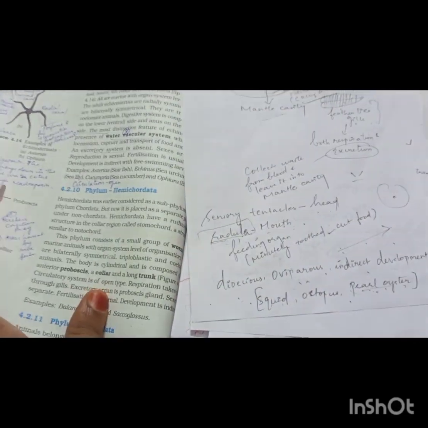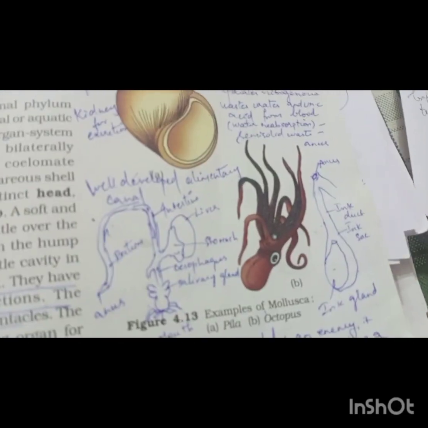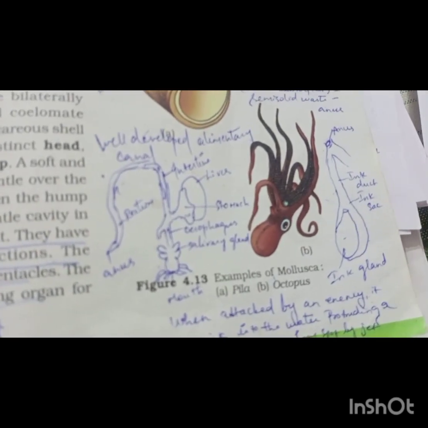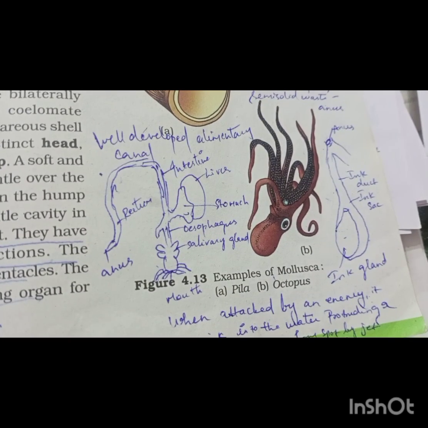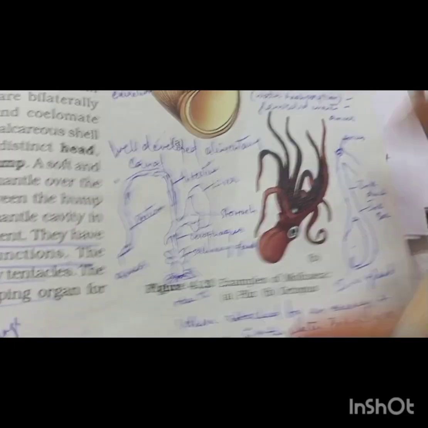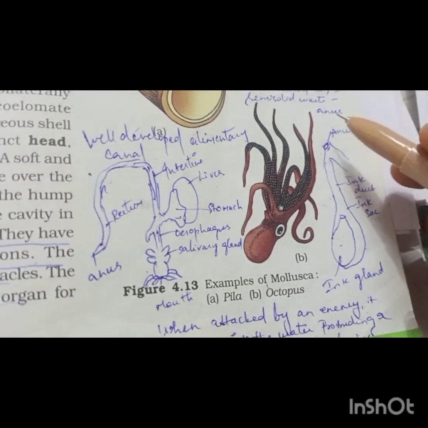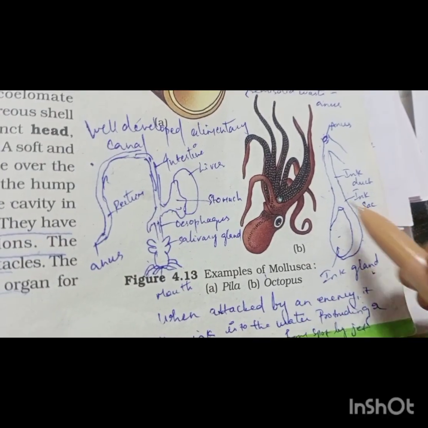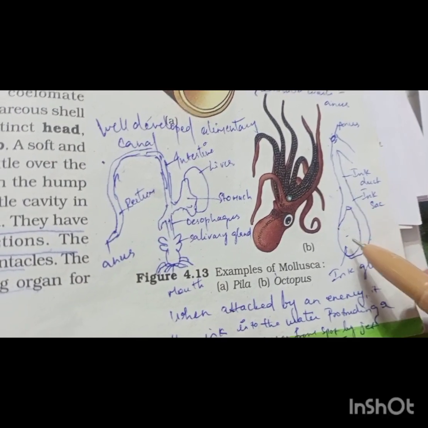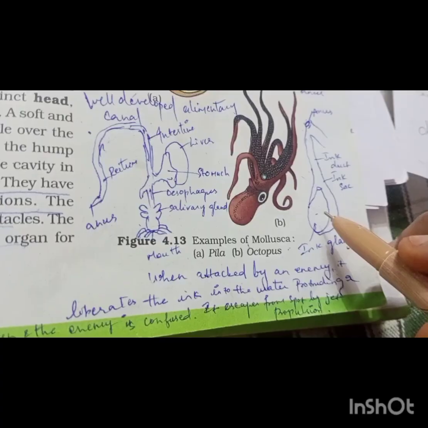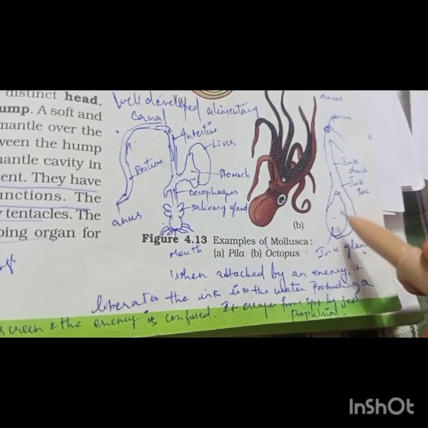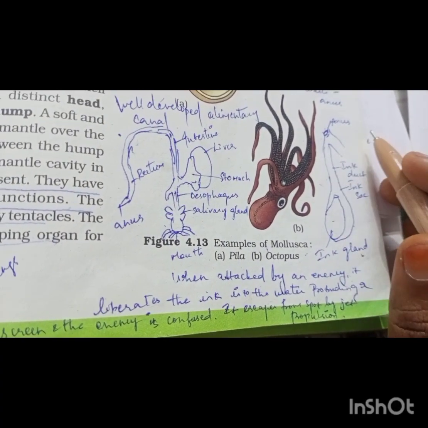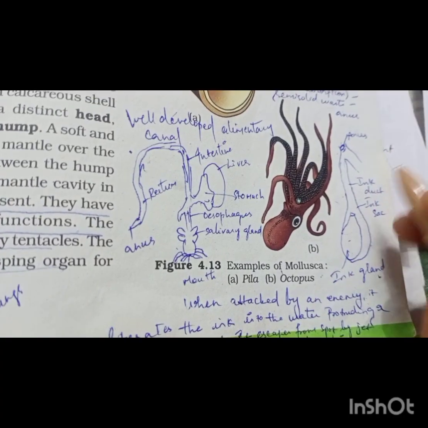And since we have the word octopus, when an octopus is threatened, you might have seen in Discovery Channel or anywhere, it will leave black colored ink into the water. It is because of this organ. Inside the octopus there will be an ink gland which is present inside the ink sac. Whenever it is threatened, it will liberate the ink into the water. That will confuse the enemy. In that gap it will escape from the enemy.